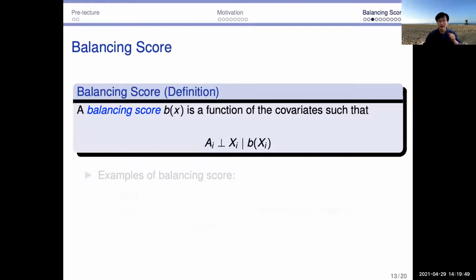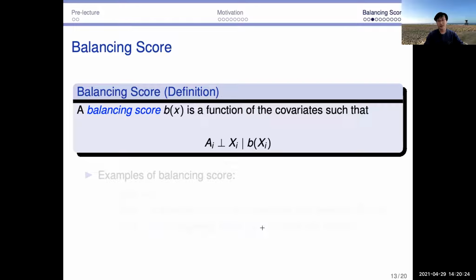A balancing score is one way to summarize the data when considering matching. So here's the definition of a balancing score. A balancing score, B of X, where X is a covariate value and B is a function, is a function of covariates such that the treatment assignment is independent of the covariate, conditional on the balancing score, this summary of covariates.